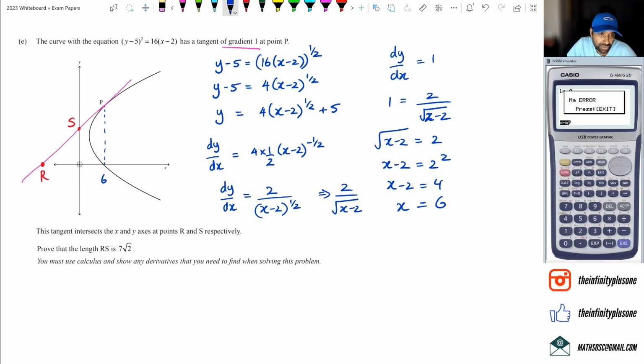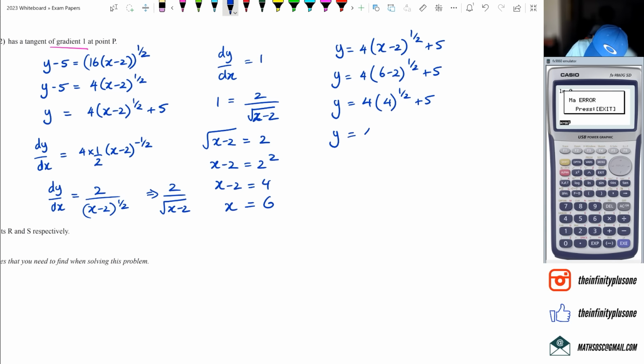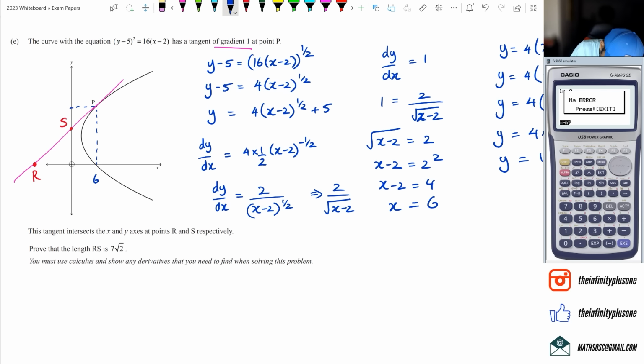Now if that's the case, I can figure out what y is. So y is equal to 4 times (x minus 2) to the power of half plus 5. And I know that x is equal to 6, so I've got (6 minus 2) to the power of half plus 5. So y is equal to 4 times 4 to the power of half plus 5. y is equal to 4 times 2 plus 5. y is equal to 13. So what I've got here is P is equal to (6, 13).